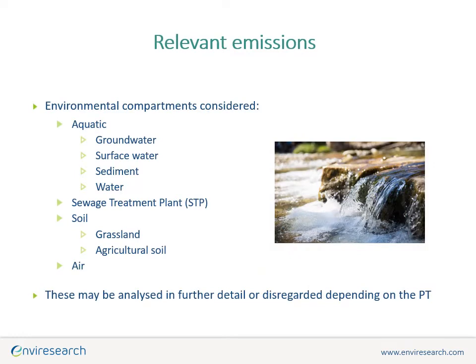When we start doing an environmental risk assessment, we have to look at the relevant emissions. There are various environmental compartments to consider. For example, in the aquatic compartment, we have groundwater, surface water, sediment and water. There's also sometimes to consider a sewage treatment plant, as well as soil, including grassland and agricultural soil, and air. So each of these compartments may be analysed in great detail or completely disregarded depending on the product type and if it's relevant to the use.